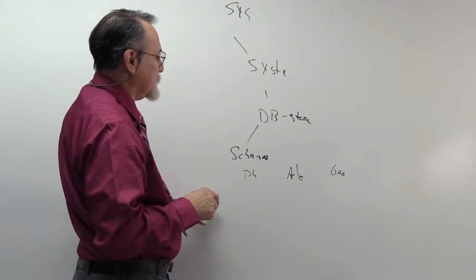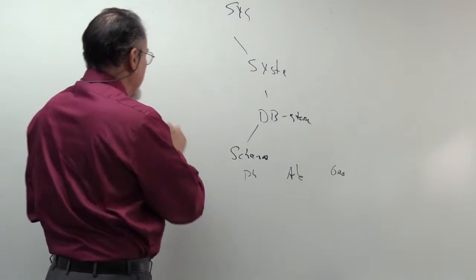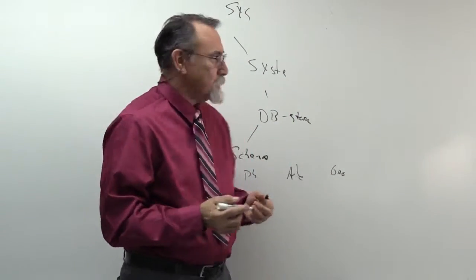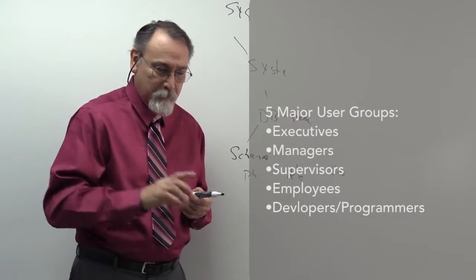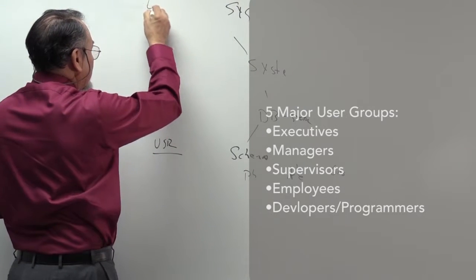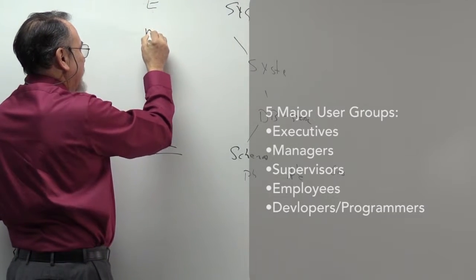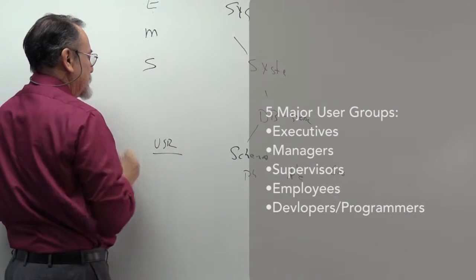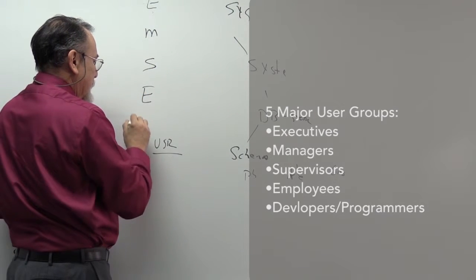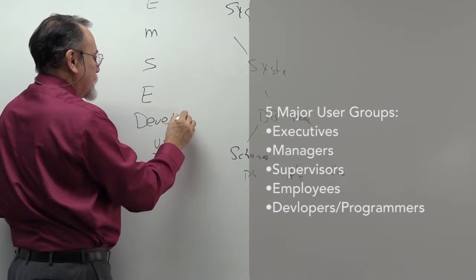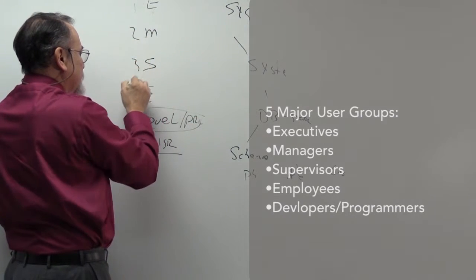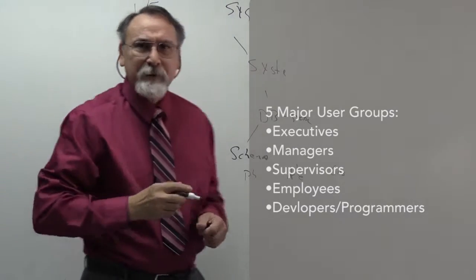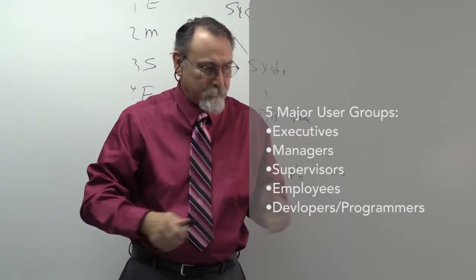Within this process, you also have to understand that you're going to have users. As far as an organization, there are usually 5 groups of users. There are the executives, the managers, the supervisors, the employees, and then the actual developers or the programmers. So you have 5 major categories that you have to work with.